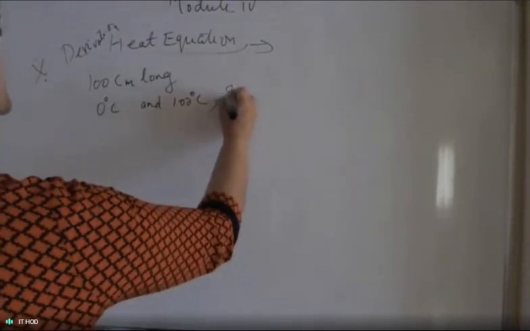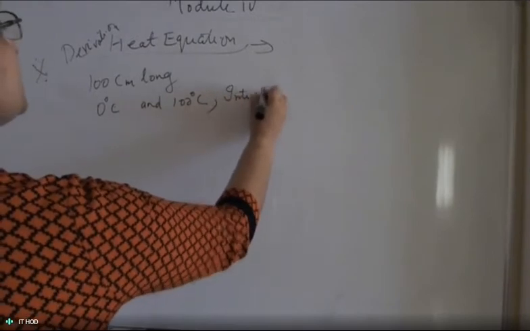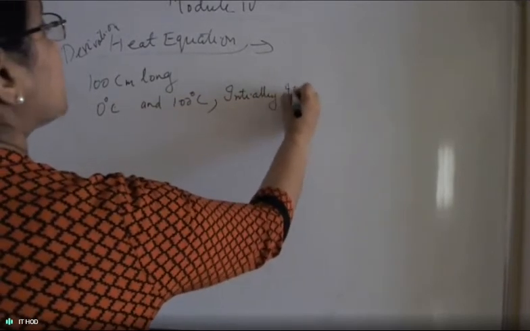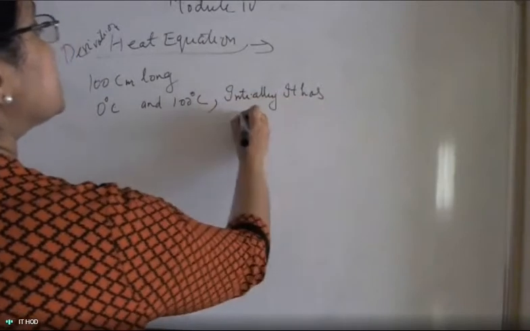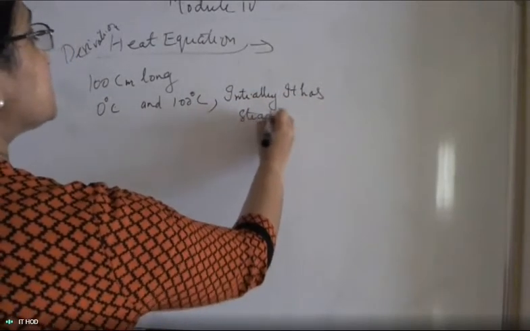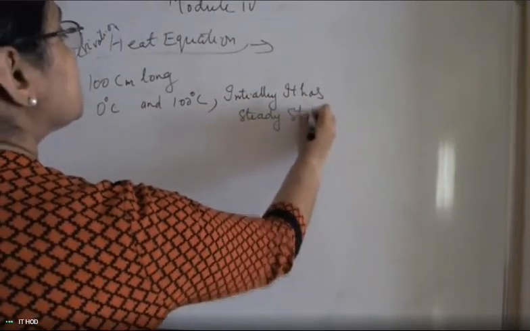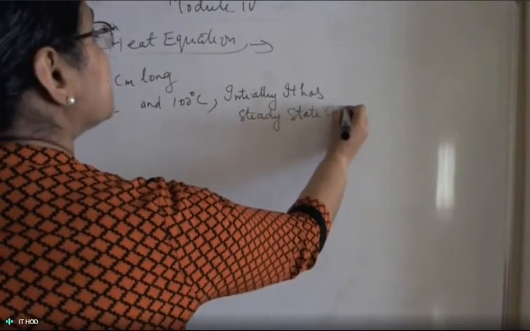So initially it has the steady state condition, and the 2 ends are then suddenly insulated and kept. So find the temperature distribution. So we want to find the initial condition, boundary condition, right?